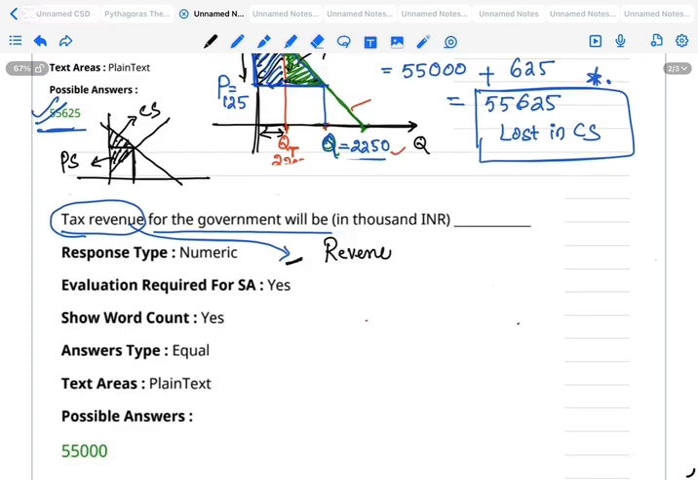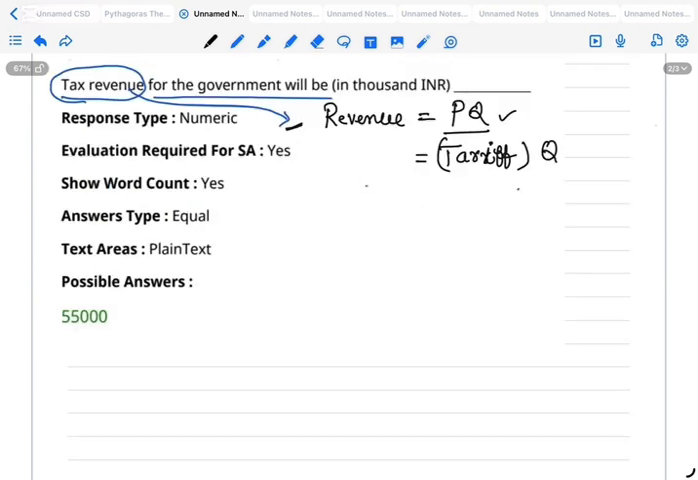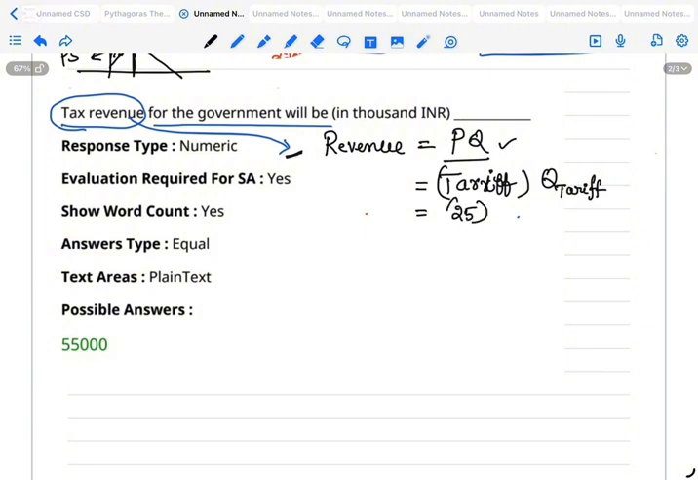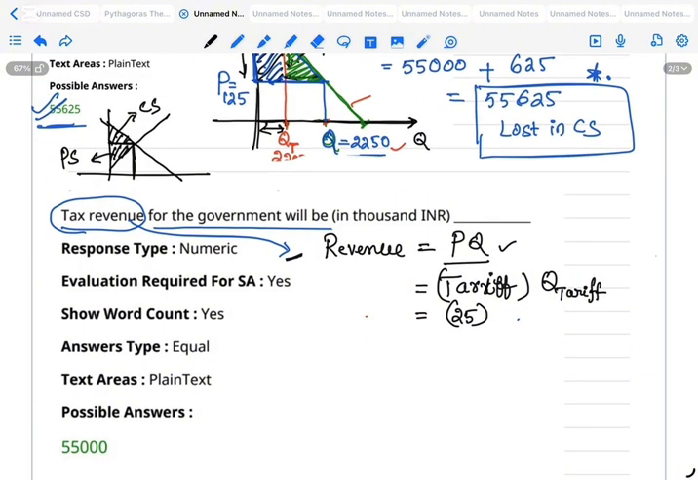Generally, revenue equals P times Q. Here it is the quantity with the tariff. The tariff is 25 rupees, given in the question, and with the tariff the quantity is 2200. If we multiply both, 25 times 2200, we get 55,000 in thousands. This is the answer for this question.